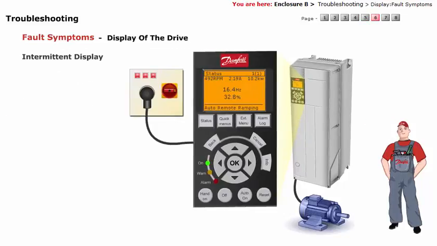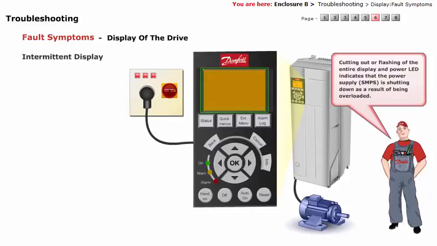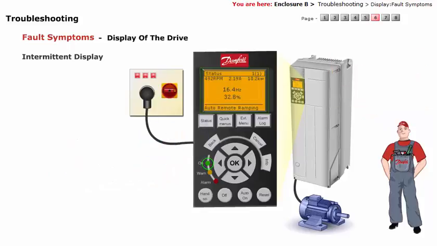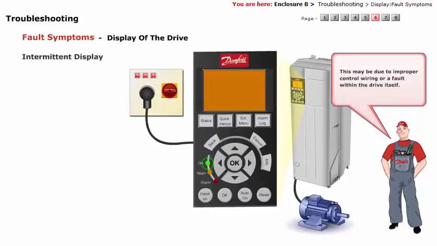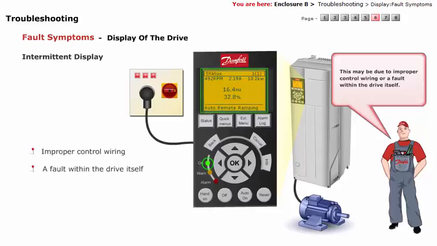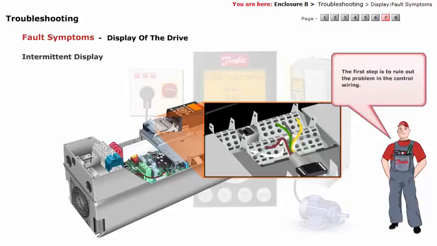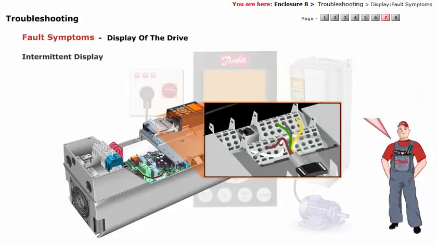Intermittent display. Cutting out or flashing of the entire display and power LED indicates that the power supply, SMPS, is shutting down as a result of being overloaded. This may be due to improper control wiring or a fault within the drive itself. The first step is to rule out the problem in the control wiring.